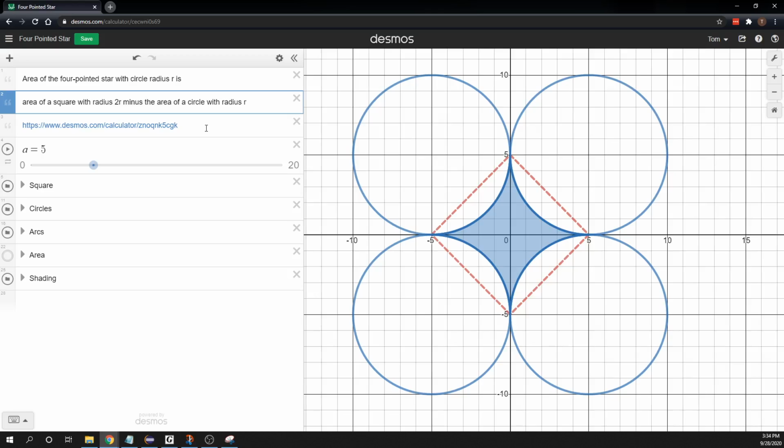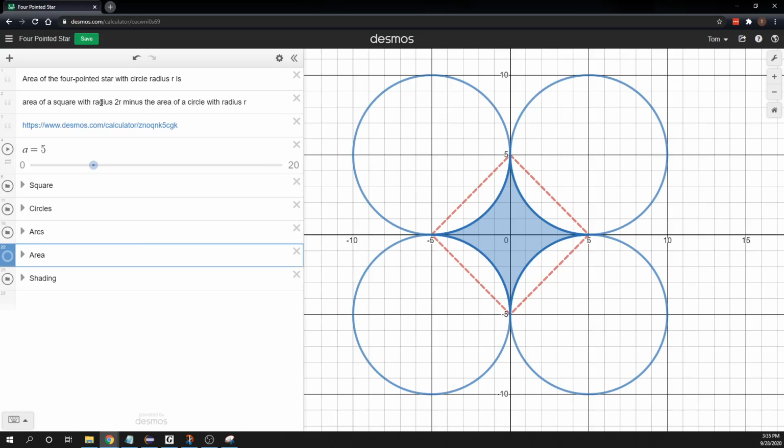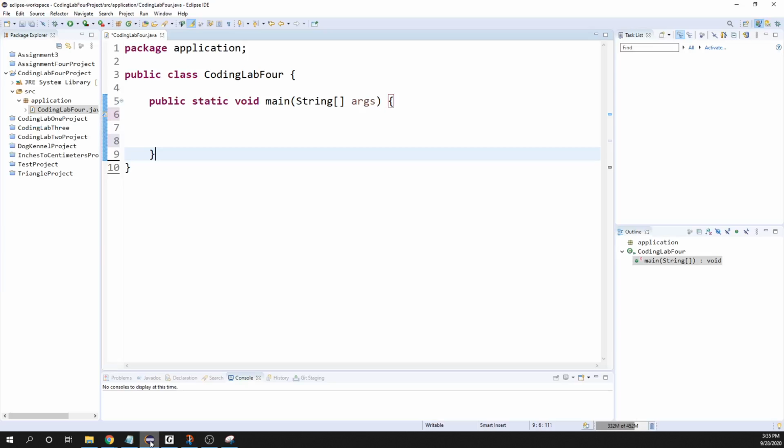If you go down here to area, you can see this is the math formula for the area. Don't worry about the math on this. If you haven't taken Calculus 1, then you won't know what that means. But this is the regular area right here. So here you can see I've got the area of a square with side length 2 times a. In this case, I had to use a as the radius here. And here's the area of a circle with radius a. This is all you really need to know about what the formula is. If you have any questions, let me know.